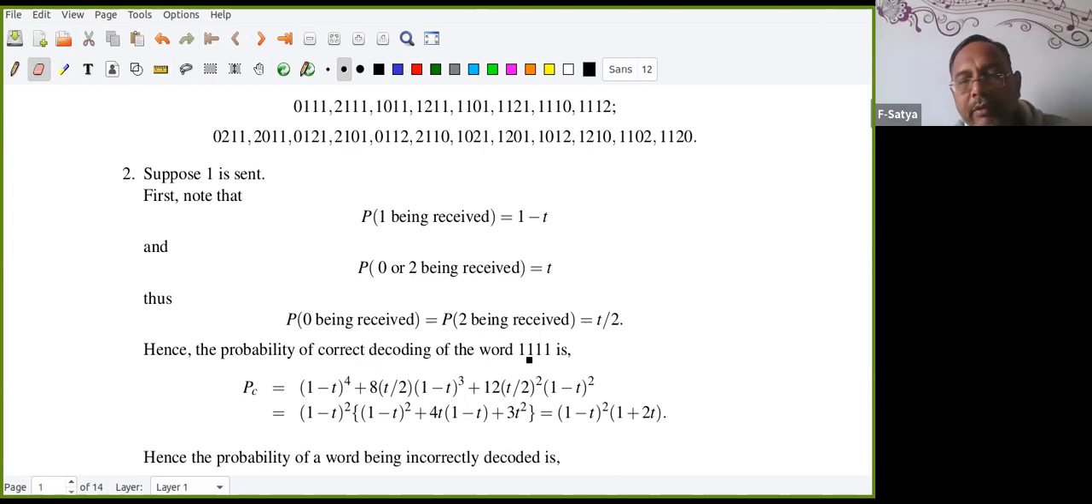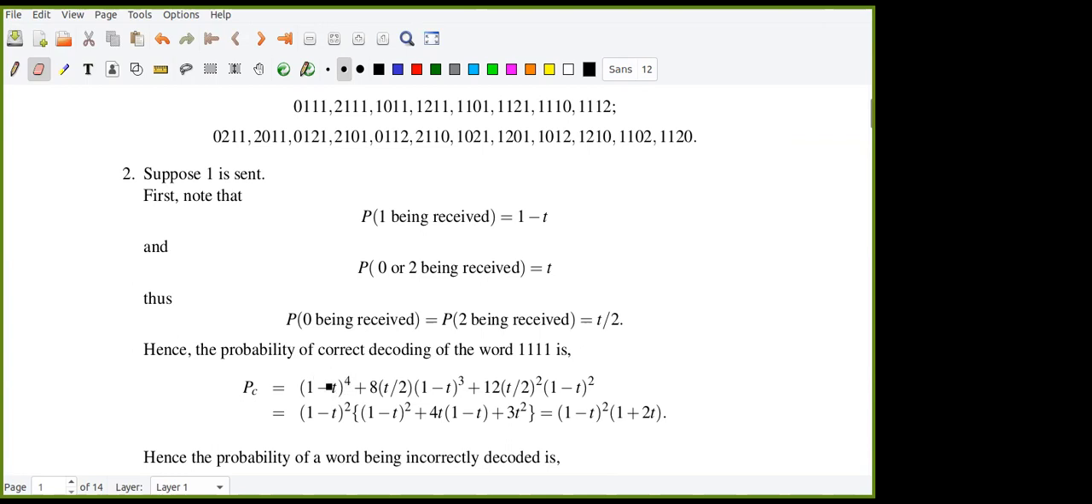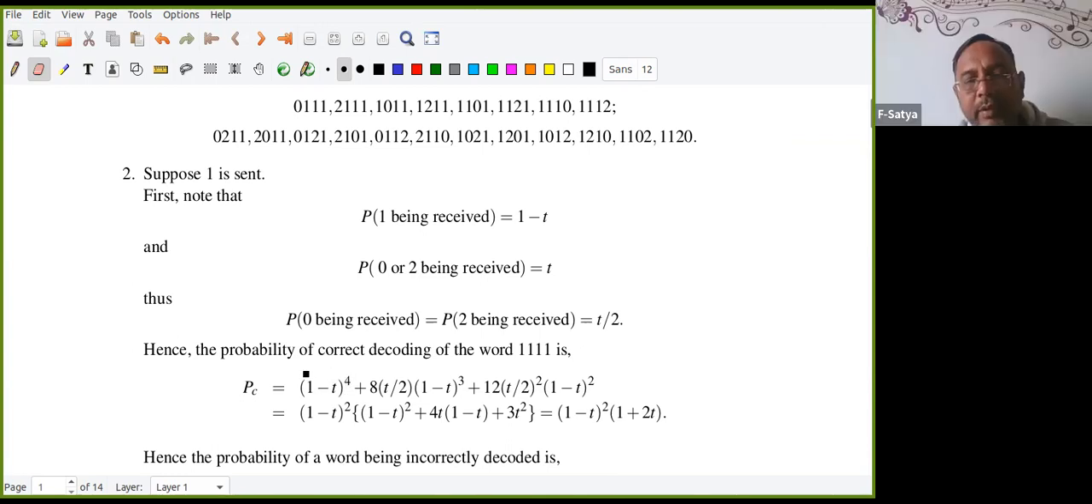So the correct decoding of 111 is given by this. Why is this so? You need to understand. What is this (1 minus t) power 4? Here I put 1, here I put 8, here I put 12. You know that, right? Why (1 minus t) power 4? 1 sent, 1 received, four times. That is (1 minus t) power 4, a product. And this one has only 1 error, the remaining are the same. So (1 minus t) power 3. 1 sent, 0 received, or 1 sent, 2 received. That is the 2 by 1 times t by 2. Is it clear, Sonali?